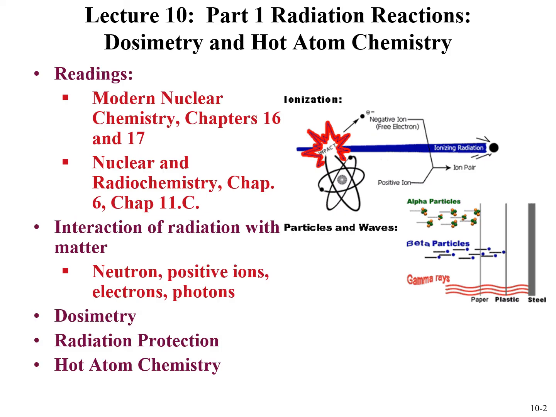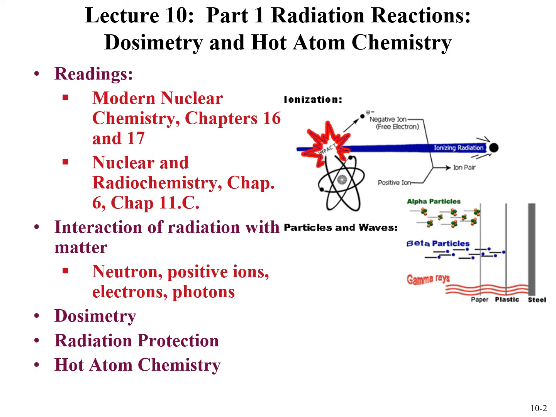The readings for this lecture on radiation reactions can be found in Modern Nuclear Chemistry, Chapters 16 and 17, and Nuclear and Radiochemistry, Chapter 6 and Chapter 11, Point C.